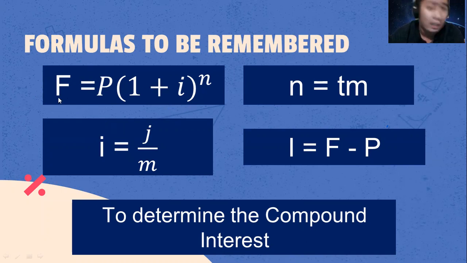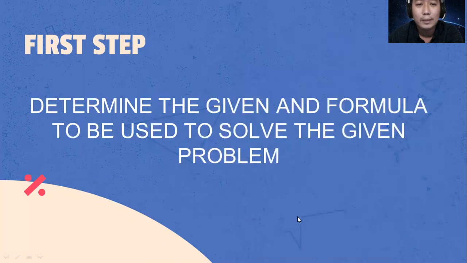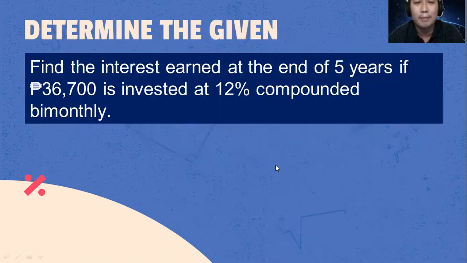That is, maturity value F is equal to the principal amount multiplied by 1 plus i raised to n. Then we can get the value for n, that is equal to time multiplied by the number of conversions per year. It depends on the problem given. Then for i, that is equal to j over m, where m is the number of compoundings per year. That is to determine the compound interest. So let's now try to solve by following the first step: determine the given and the formula to be used to solve the given problem.